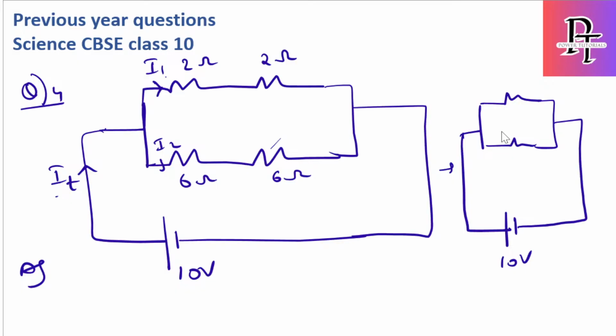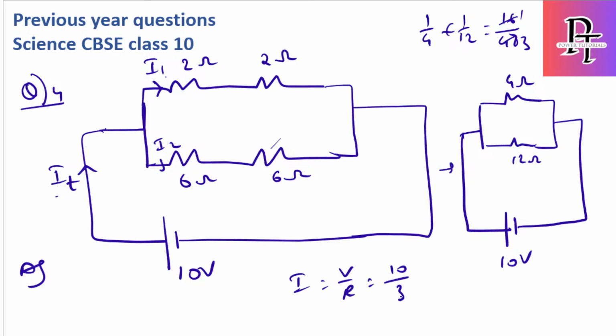Okay, you found the total answer, which is 3.3. So this is 4 ohms, this is 12 ohms, so 1 by 4 plus 1 by 12, which is 16 by 48, which is 1 by 3. So current is equal to V by R, which is 10 by 3, 3.3 amperes. Very good. So what about I1 and I2?